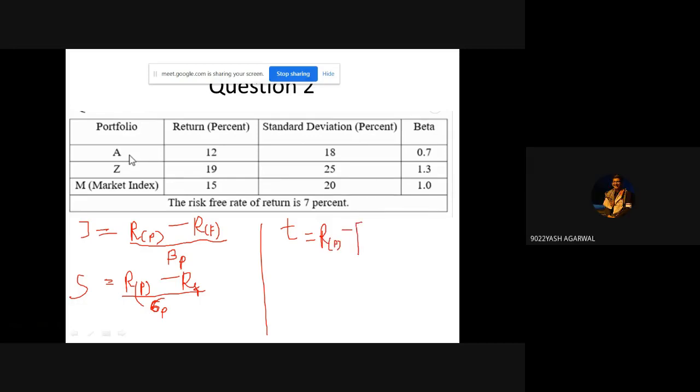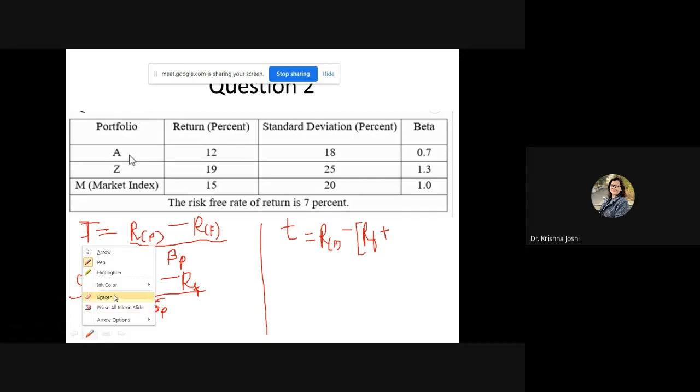What is that? Ma'am, that is not Jensen's. Portfolio return minus CAPM. Sorry. This is Trainer and this is Jensen measure. So RP minus RF plus beta into market return minus RF.